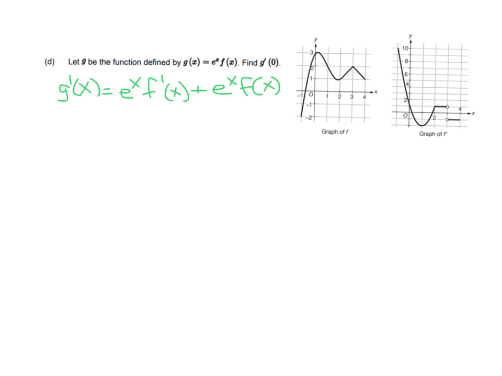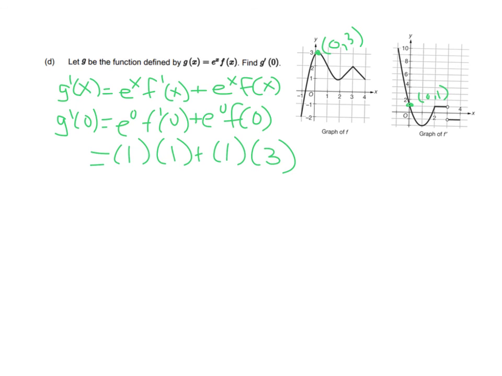From there, you're just going to plug in 0. And as with the previous 2 problems, you can find f prime and f of 0 by using this graph. We know that when x equals 0 on the f graph, we end up getting 3. When x equals 0 on the f prime graph, we end up getting 1. And if you substitute all of that in, you should get that your answer is equal to 4. So this problem is worth 2 points. You get the first point by doing the product rule to find the derivative of g. You get the second point by finding the answer.